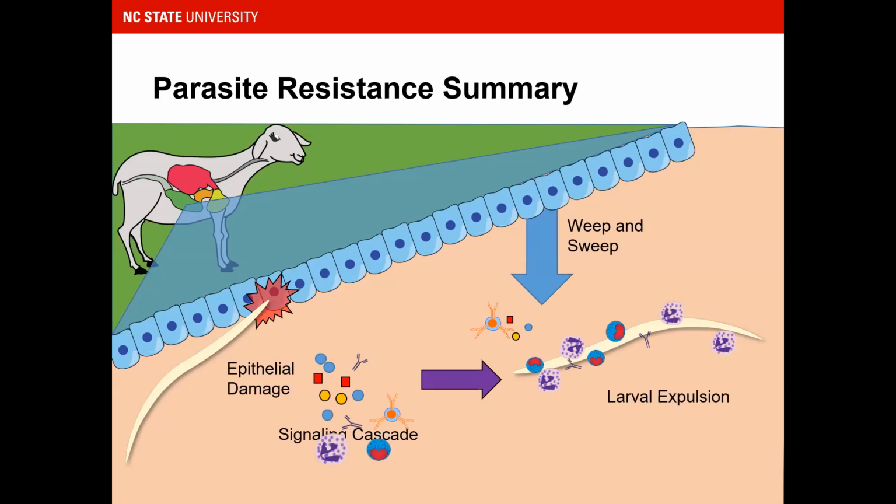Those larvae are bound up and washed out. So they're not able to stay in the gut, they get washed out. We have true parasite resistance because we don't get larval establishment, we don't have an adult worm burden, we don't have a fecal egg count. So that is the ideal situation.